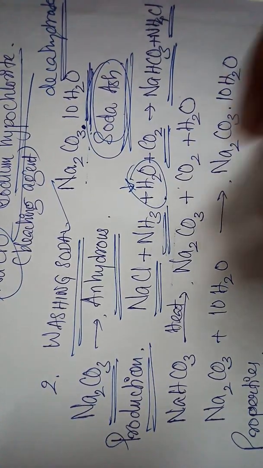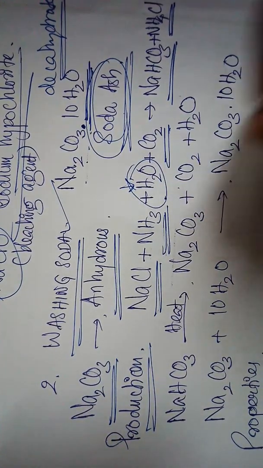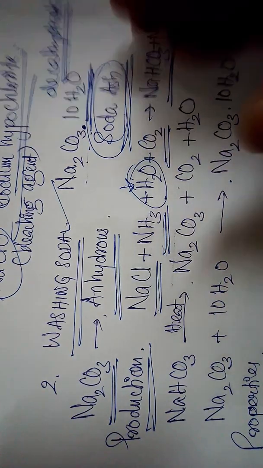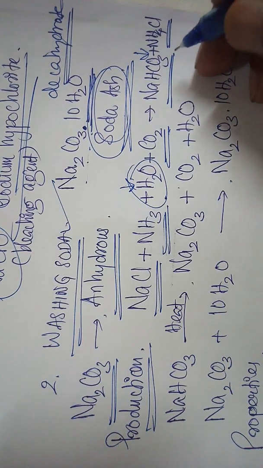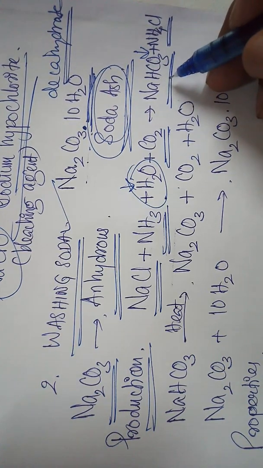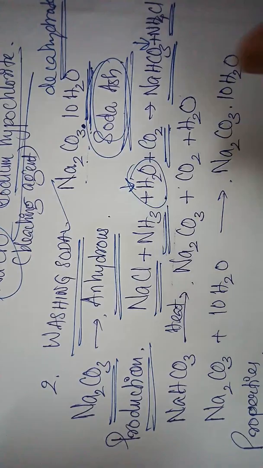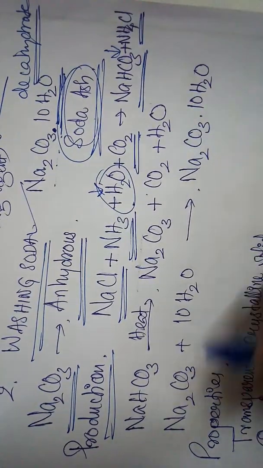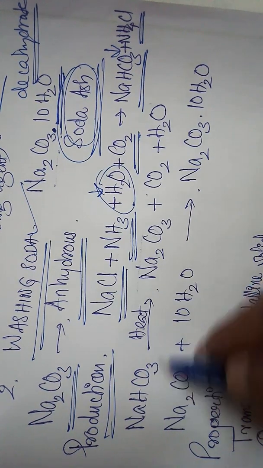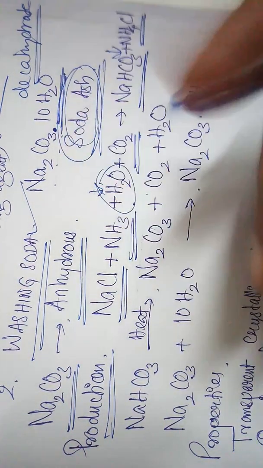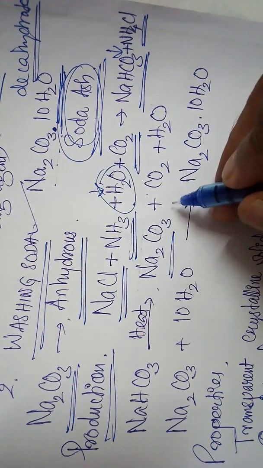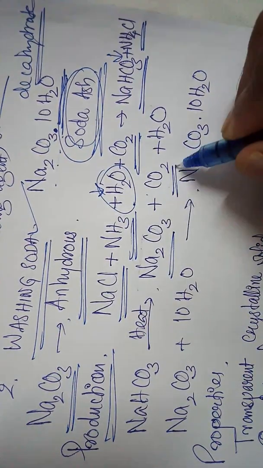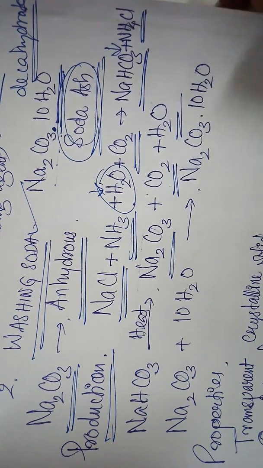Sodium hydrogen carbonate is only slightly soluble in water. So it will be precipitated out as a solid. Sodium hydrogen carbonate is separated by filtration and then heat it. Sodium hydrogen carbonate, filter it and heat it. So that will be forming sodium carbonate, Na2CO3, and the carbon dioxide is evolved along with water.